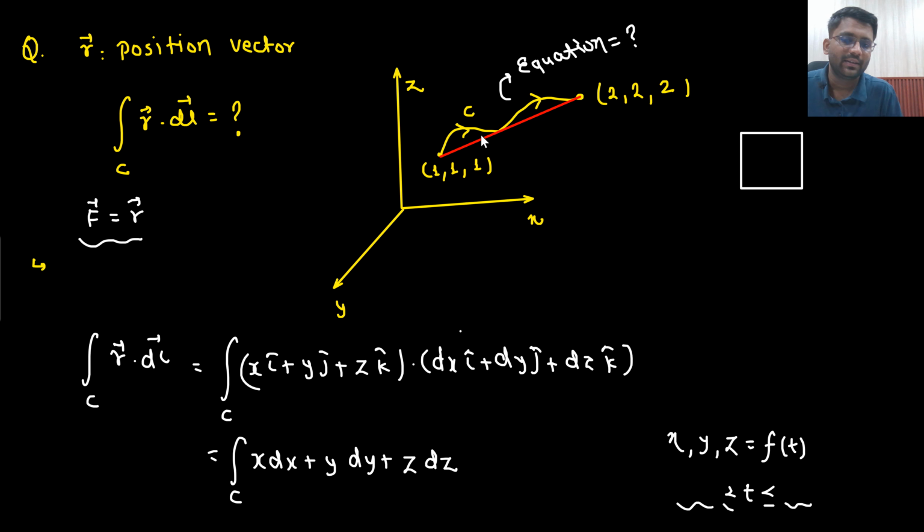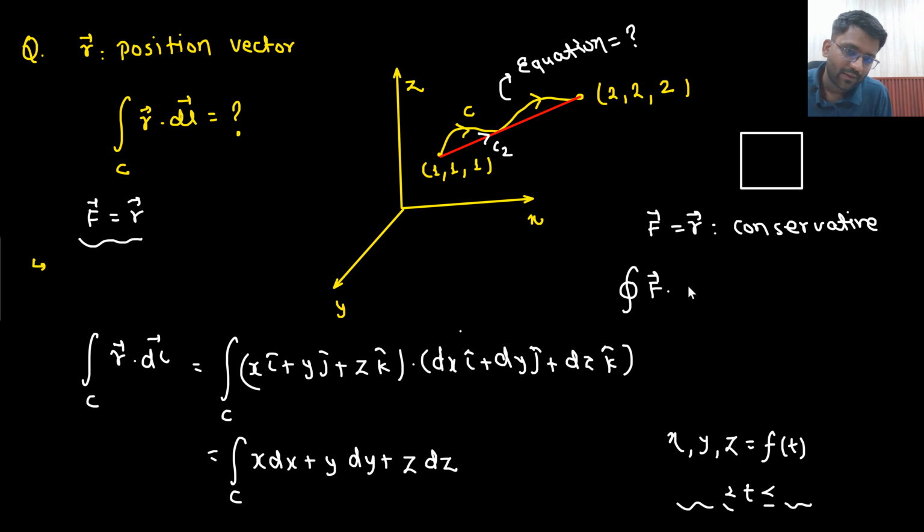Simply follow a straight line. Because let's just say this is your C2. If the vector field F, which equals R, is conservative, then you know the first statement. What was the first statement? It said only one thing: whether you calculate F dot dl through C1 or through C2, both will give you the same answer. This is not a closed line integral.